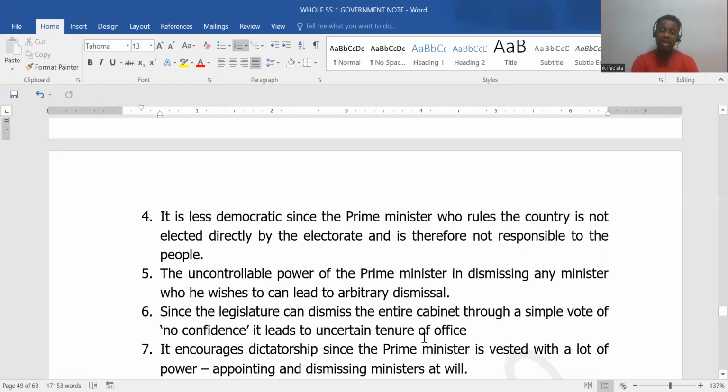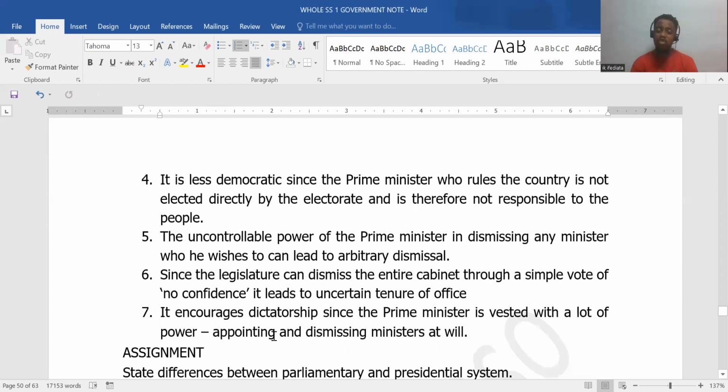Now, since the legislature can dismiss the entire cabinet through a simple vote of no confidence, it leads to an uncertain future. So you can't focus, settle down, and get the job done. You may be trying to balance yourself to ensure you don't offend the people you shouldn't offend. Thereby, you can't make right decisions. You can't bring about positive changes, right? So you are uncertain how long you are going to last. So you can't even make meaningful impacts, right? These are some of the demerits of the cabinet or the parliamentary system of government.